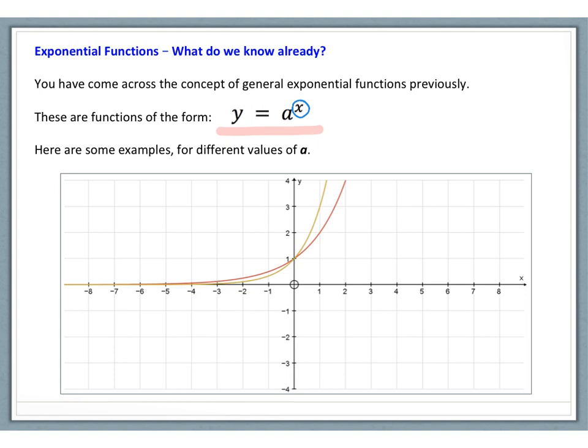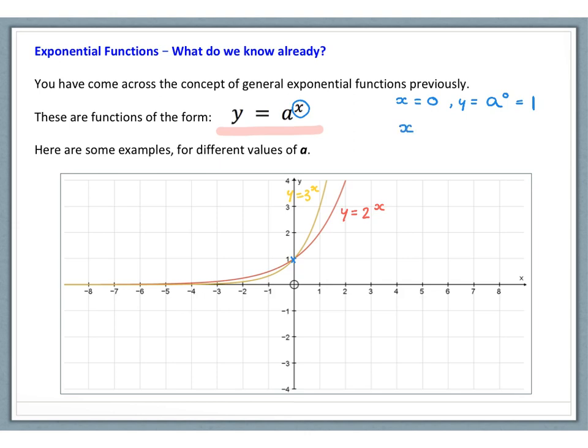We have the red graph, which is y equals 2 to the power of x, and y equals 3 to the power of x. And there are some properties of these functions that you have seen previously. These particular functions will cross the y-axis at 1 if they're of the form y equals a to the power of x, because of course if x is equal to 0, then y is equal to a to the power of 0, which is equal to 1. So you have a y-intercept there at 0, 1.